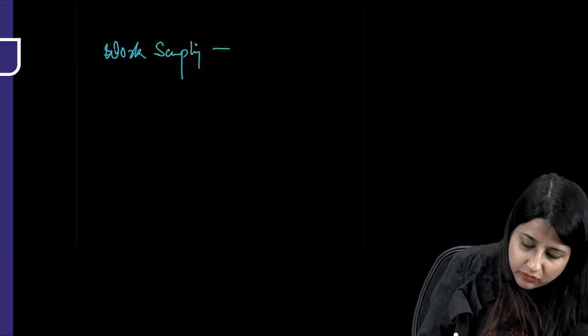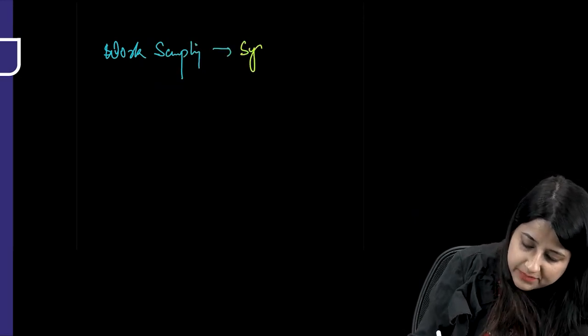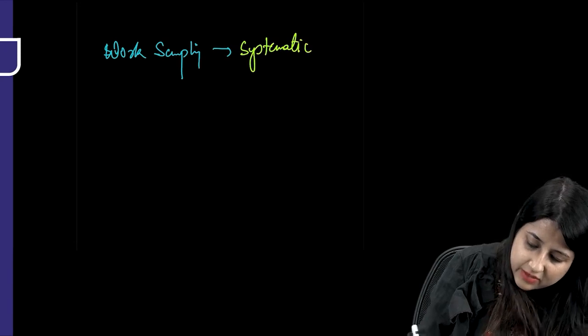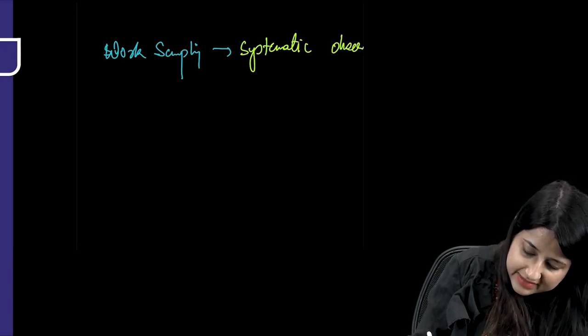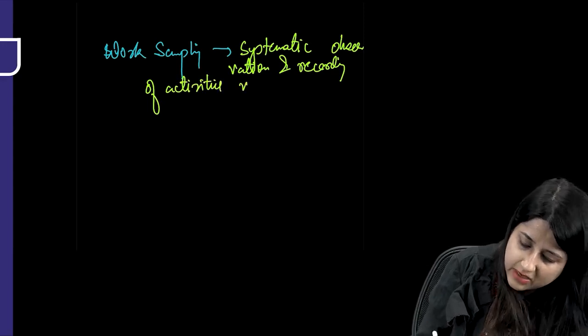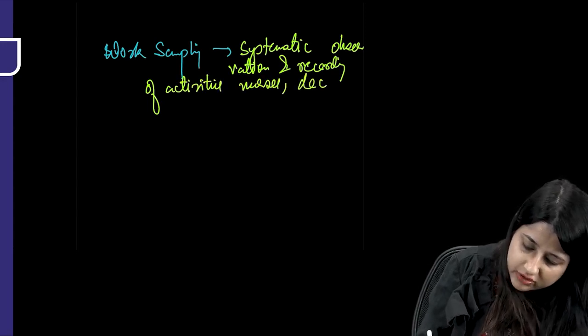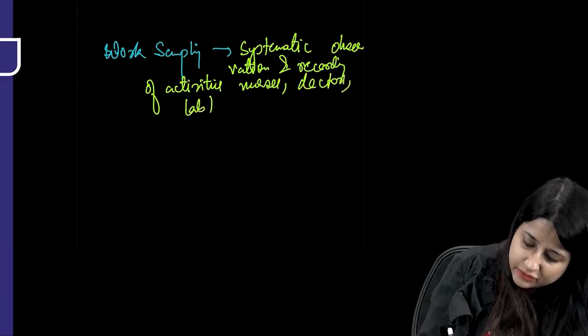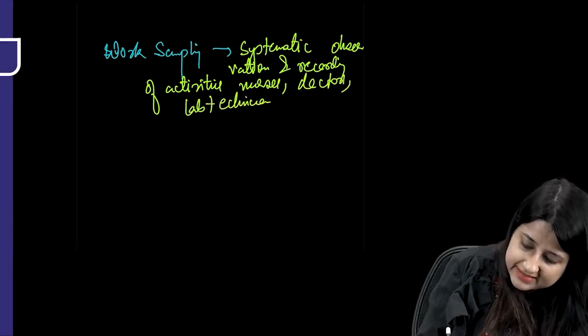Here I would like to tell you one more thing that can maybe turn up in your exam, which is very important: work sampling. Please remember, in work sampling, what do we do? It is systematic observation and recording of activities, okay. Remember these buzzwords: systematic observation and recording of activities. Recording of activities of whom? The buzzwords in your questions will be nurses, doctors, lab technicians, to increase the outcome.